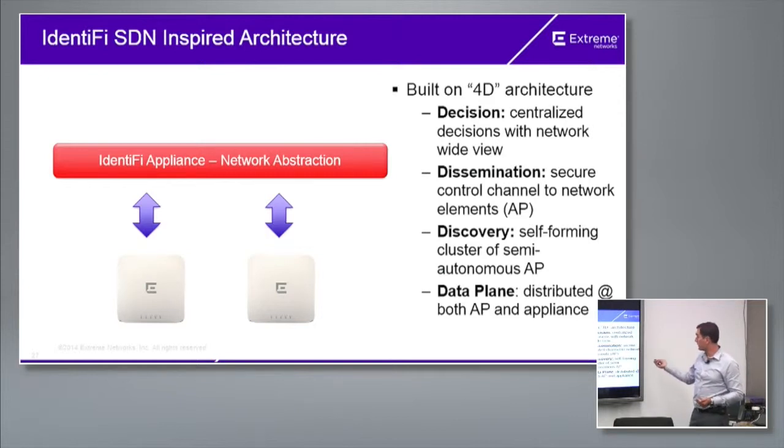It's a key point that dissemination has to control the edge, has to control the access points, has to provide programmability and push the programmability of the flows down to the APs.